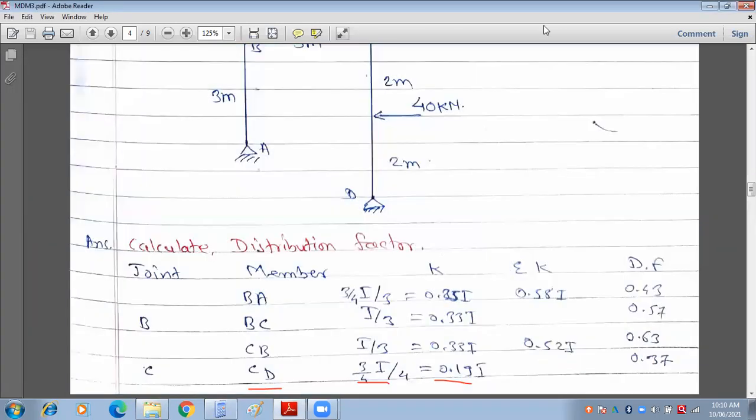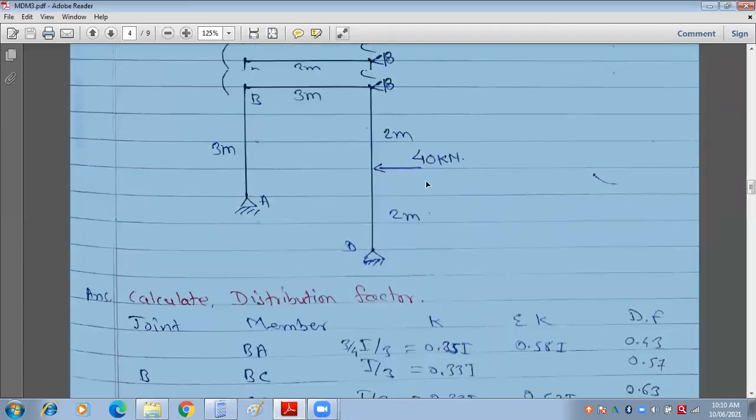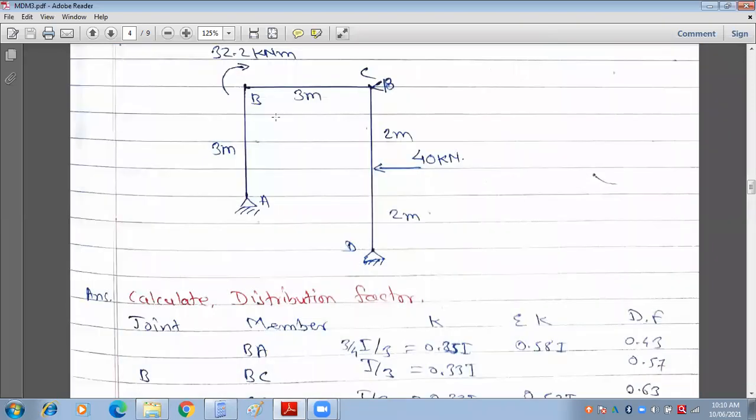Once you have found these distribution factors, the next step is that we have to work out the fixed end moments. Now if you see here, BA and BC do not carry any kind of load. It means the fixed end moments for those particular spans are 0. The next is the fixed end moment for CD only.